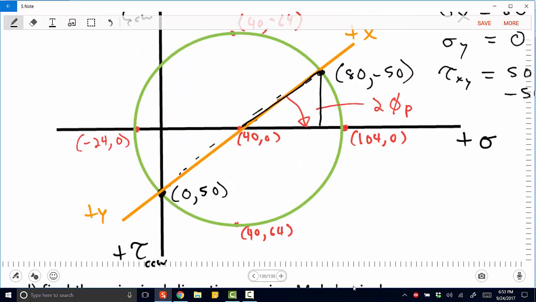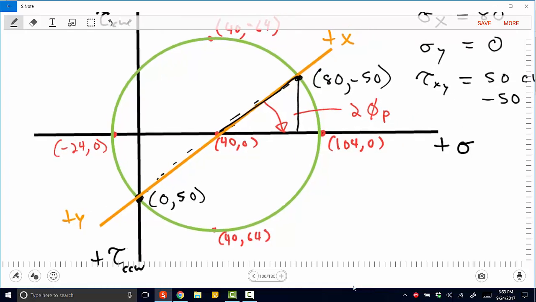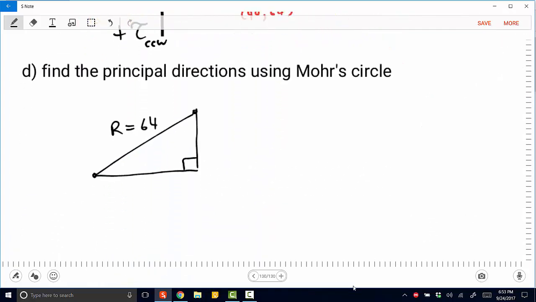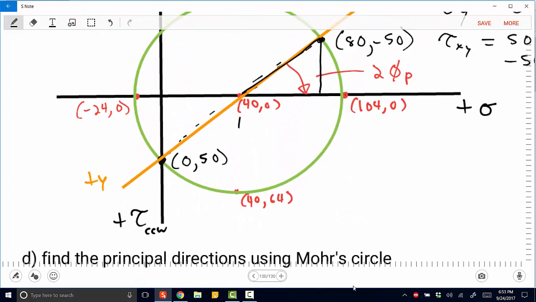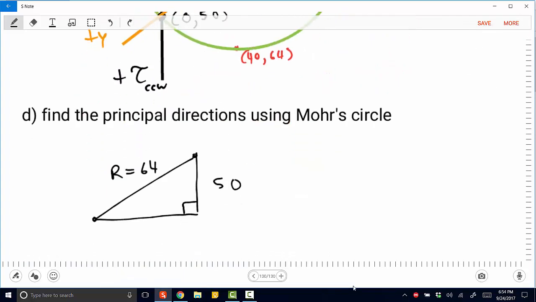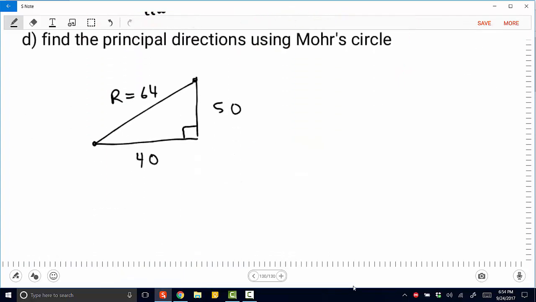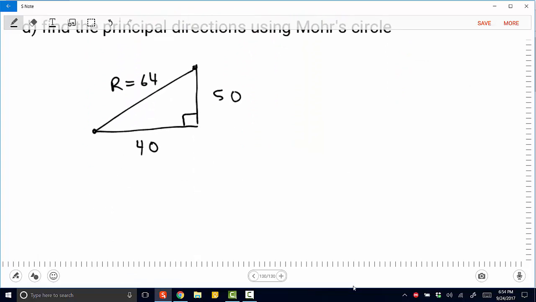And then if we start from 0 and move upwards to the point on this surface, we're going to be at 50, right? And in fact, we will be at negative 50. And then if we move from the center over to this point, then we have 40, right? And then we can draw our little angle in here, 2 phi p.